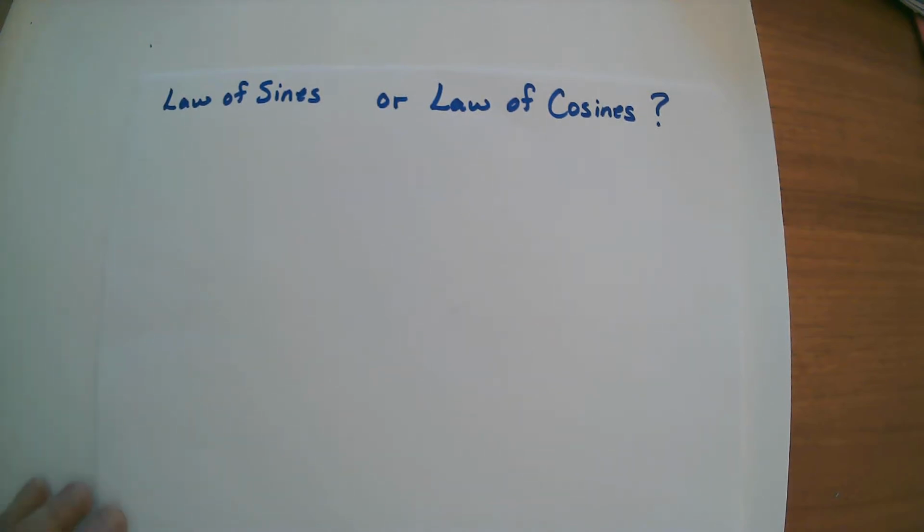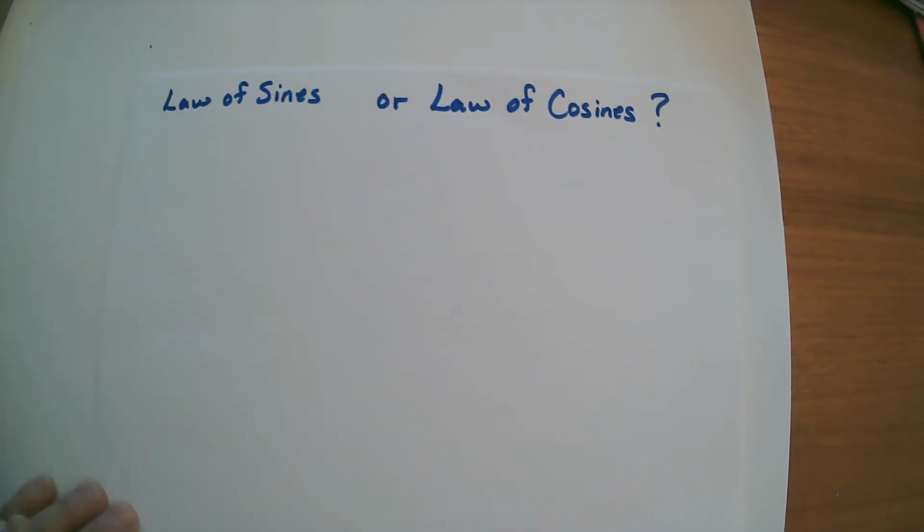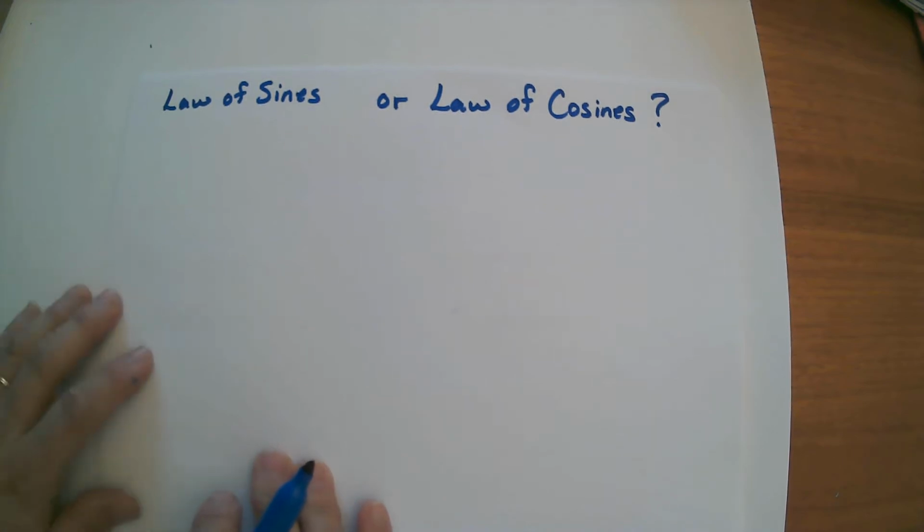I wanted to talk briefly about when you're solving a triangle, whether you should use the law of sines or the law of cosines. Well, it depends on what given information you have. I always try the law of sines first. If it doesn't work, I move on to the law of cosines. But I know some of you would like it more explicitly stated. So let me give you that information.